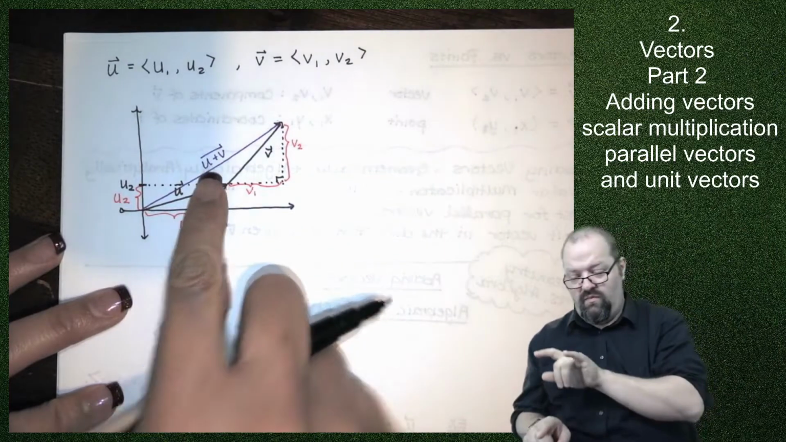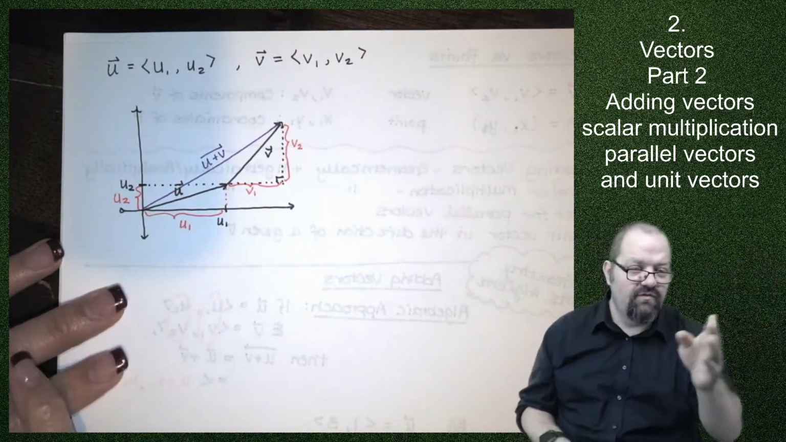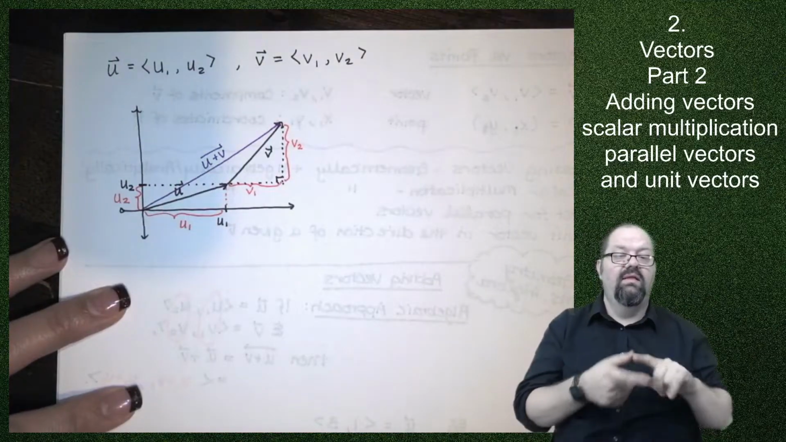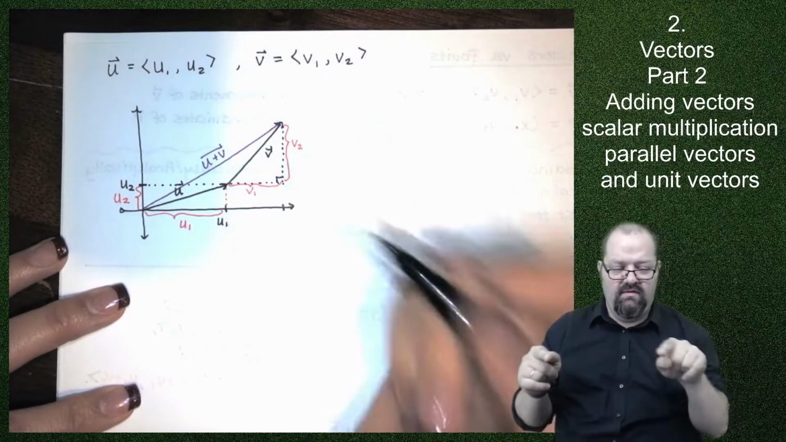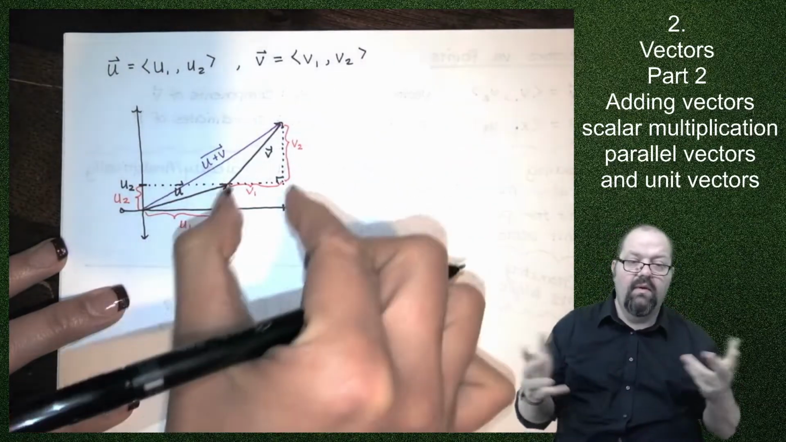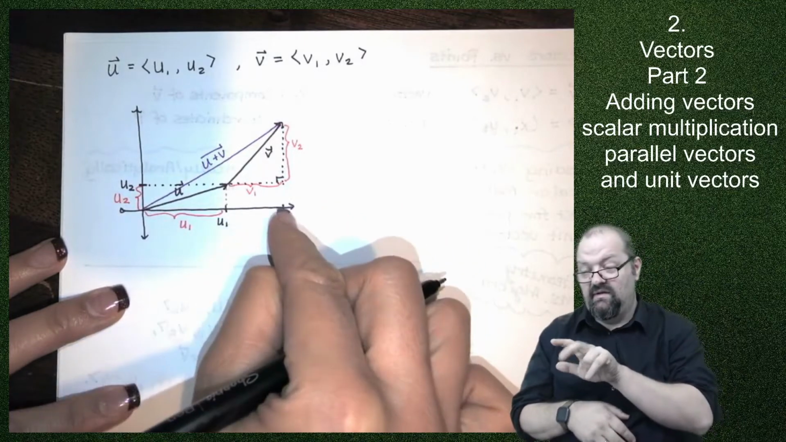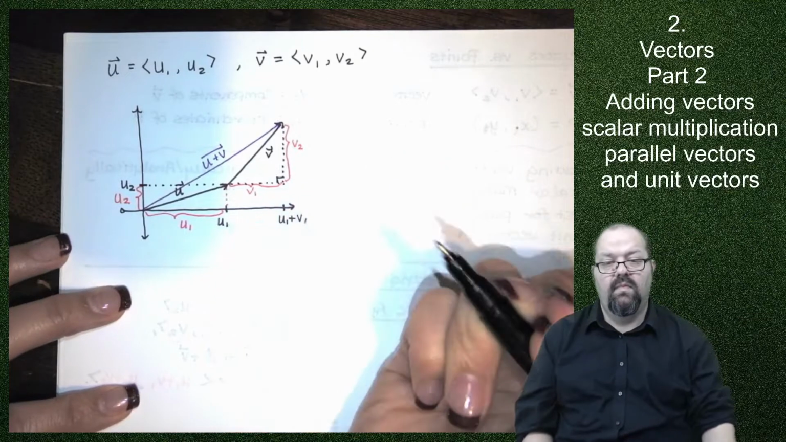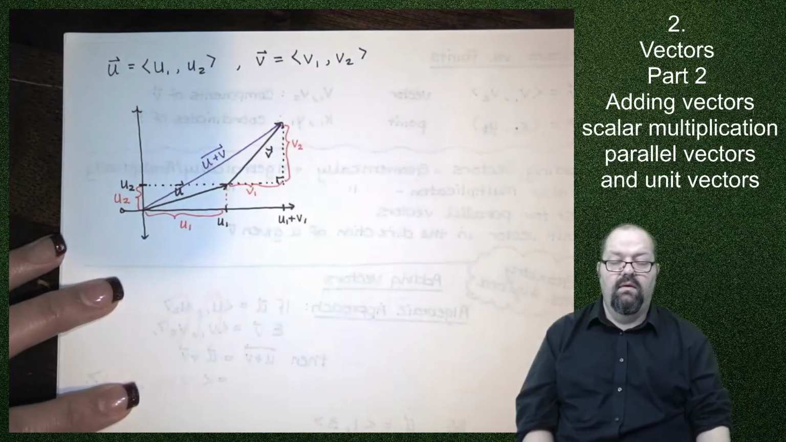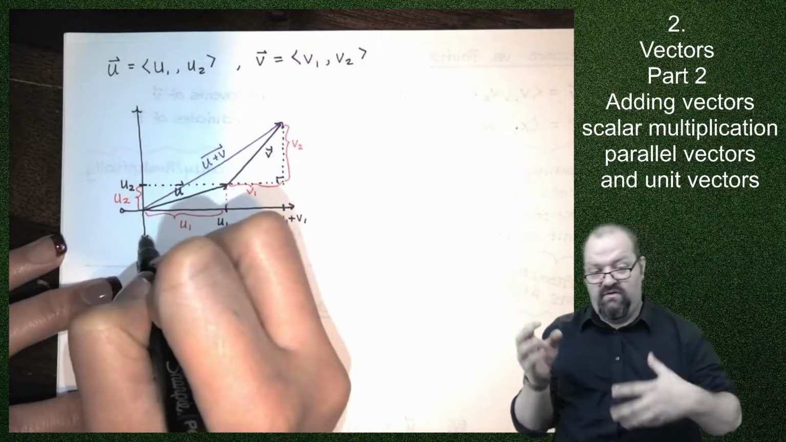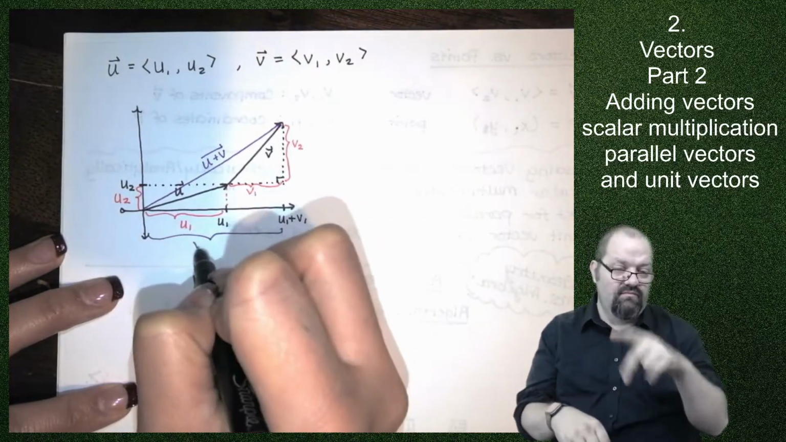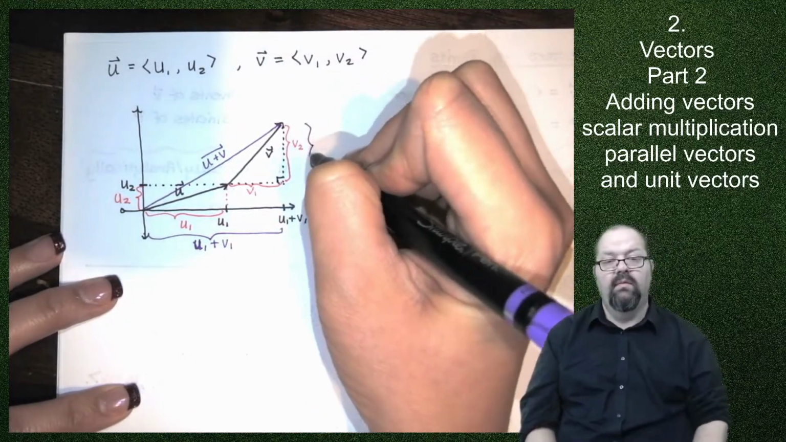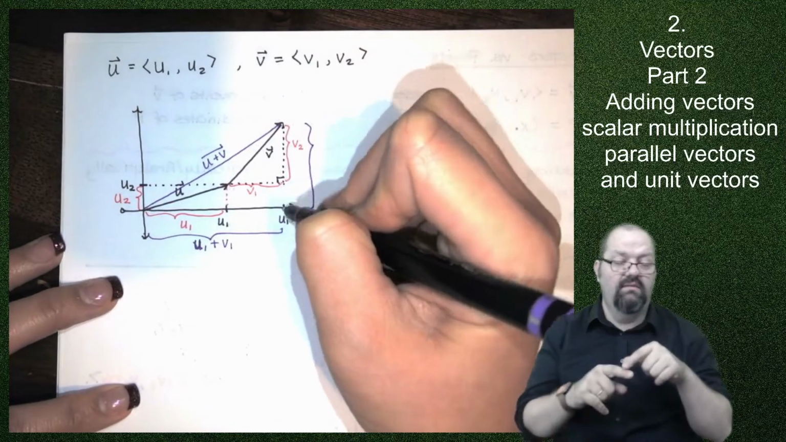Question is, what are the components of that? Geometrically, let's look at the picture. I've got this is u1 and this is v1. So what does this tick mark have to be? That was 3 and that was 2. I just do 3 plus 2 and that'd be 5, right? This has got to be u1 plus v1. That's the length of this component of this purple vector. That's u1, whoops, u1 plus v1. And the y component, well, that's u2 plus v2.